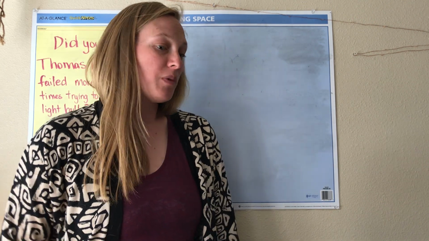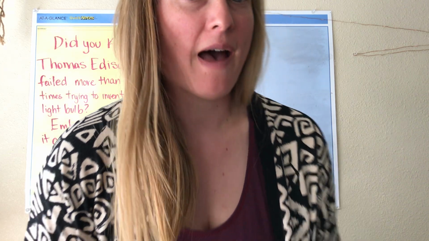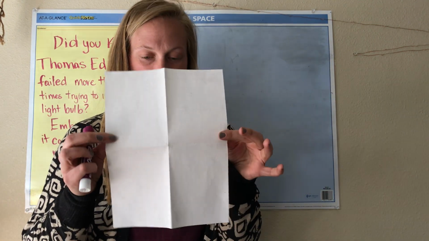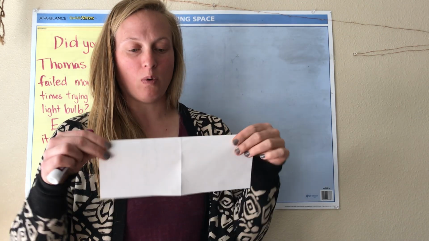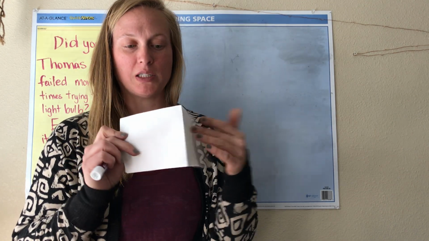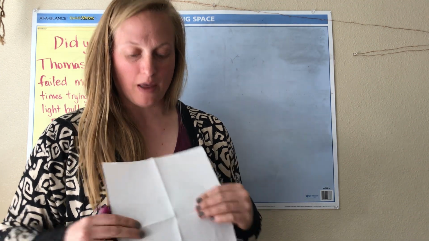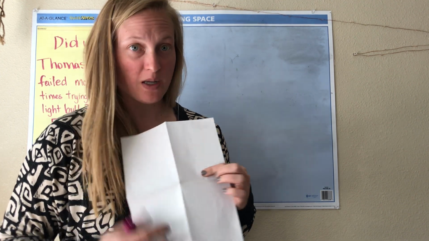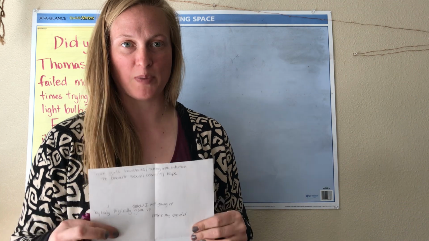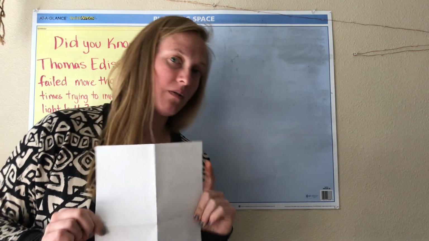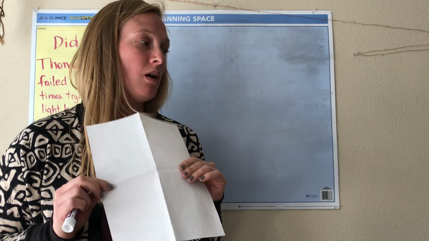So before you get started, please make sure that you have a blank piece of paper. Make sure that you go ahead and fold it once in half, hot dog style, once again, hamburger style, open it back up. And then you'll have 4 spaces on the front, 4 spaces on the back, and you are able to have a total of 8 blank workspaces.